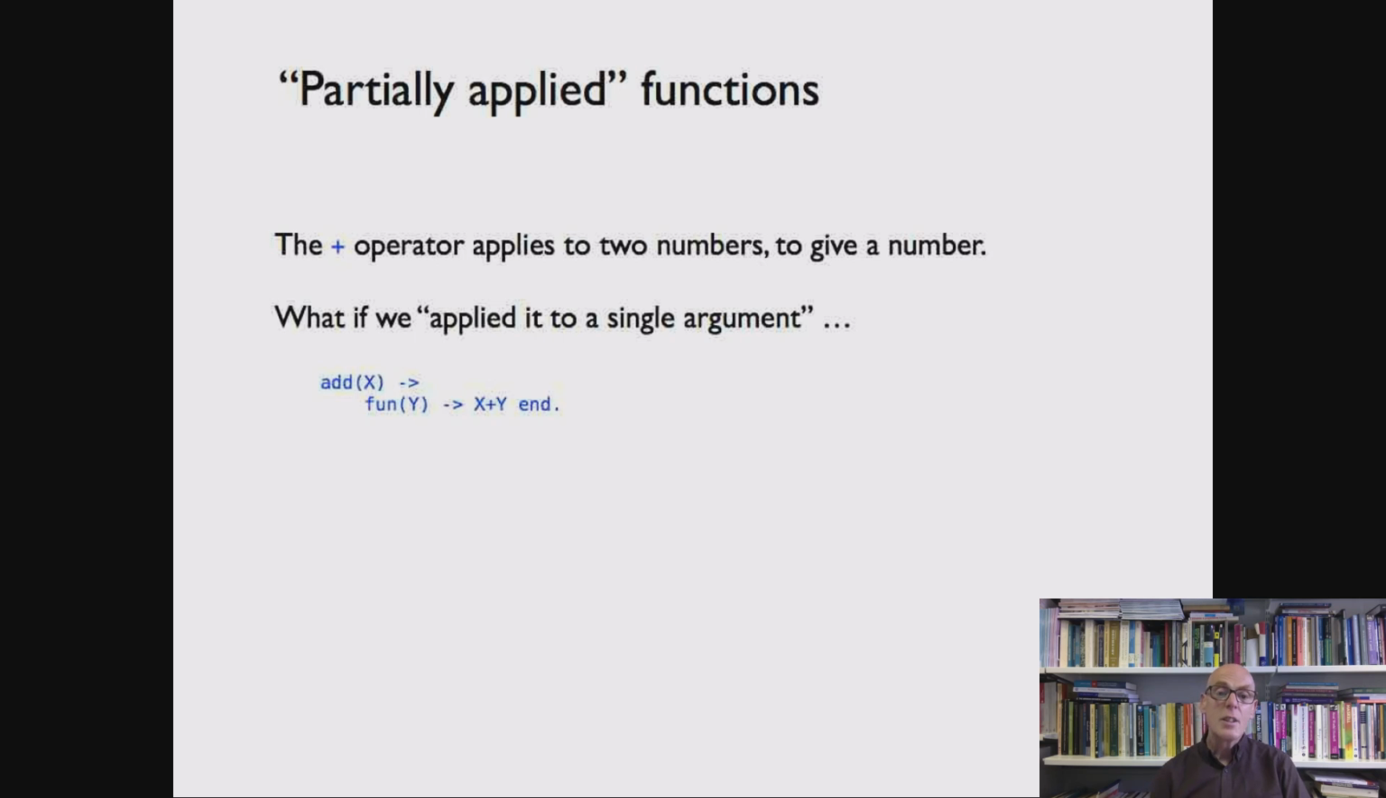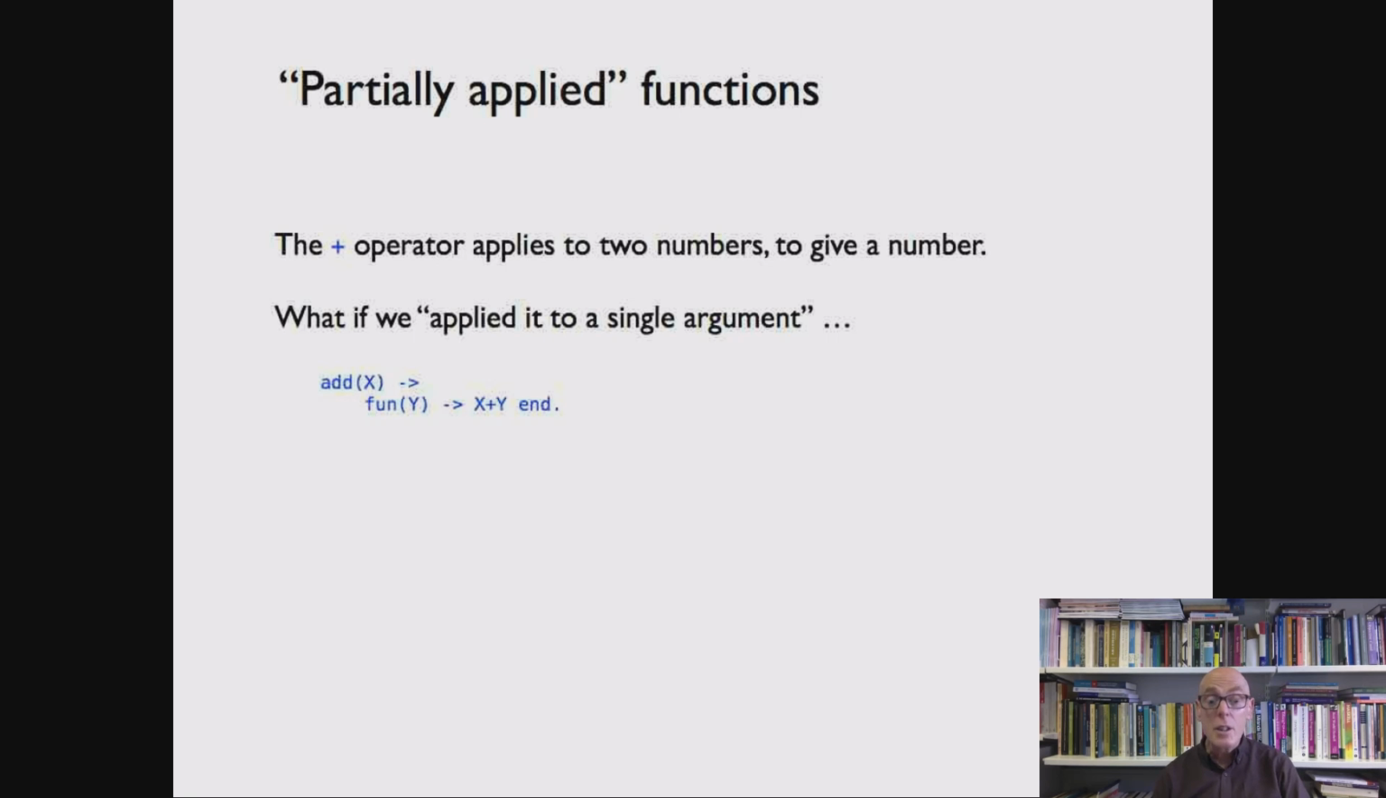Now, one of the nice examples that we get in a functional programming context is when we do what's called partial application. Now, we think of plus, it's an operator, you give it 2 numbers, it will give you back a number. What happens if we apply an operator to one argument? So here we've got add of x. What could the result be?